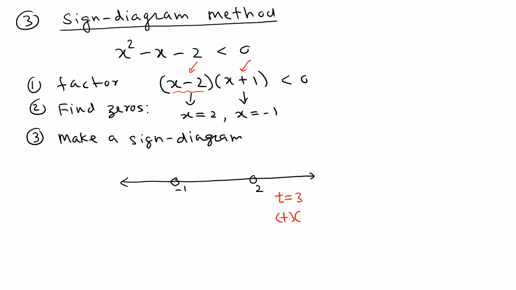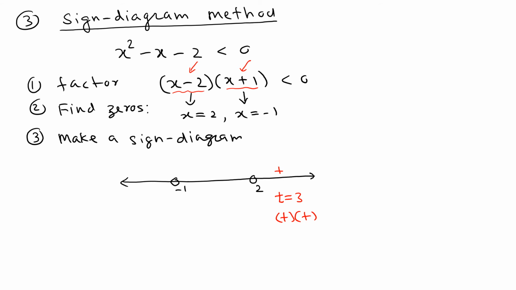Now you could plug in the same value in the other factor. You can see it is 3. So if you plug in 3 in the second factor, you're going to get 3 plus 1, which is 4, which is also positive. So positive times positive means positive. Now do the same thing with each interval.